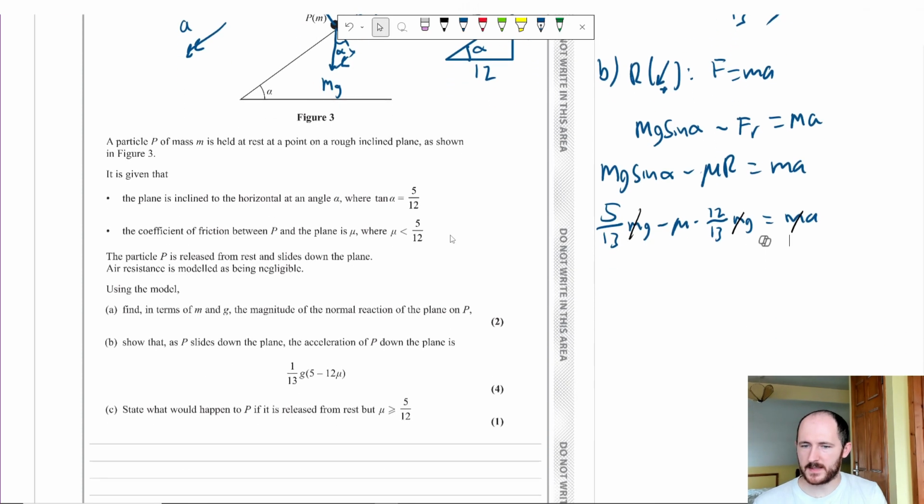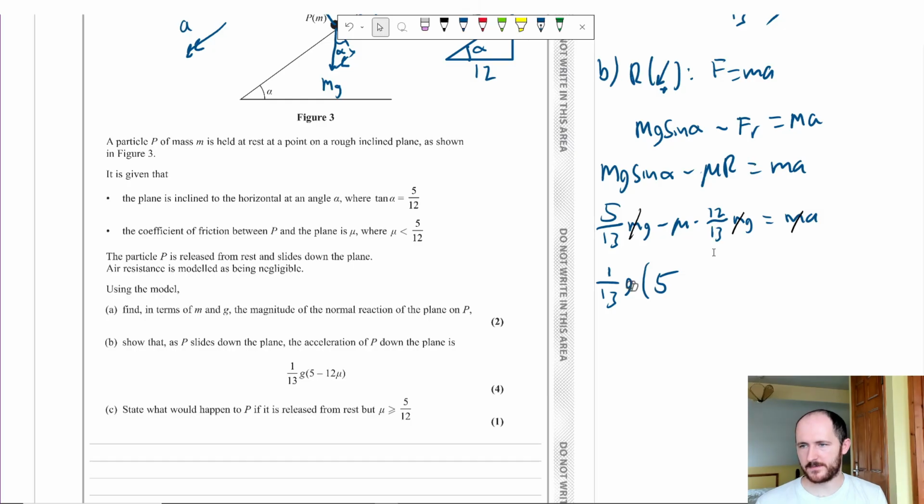And let's see, what do they want us to do? They want us to factorize out the g and the 1/13. So if I do that, because don't forget I've already got a equals, because a is the only thing on the right hand side. So if we factorize out 1/13 g, what do I get? Well, when you factorize, you divide, right? If I do 5/13 divided by 1/13, I get 5, which is again in the answer.